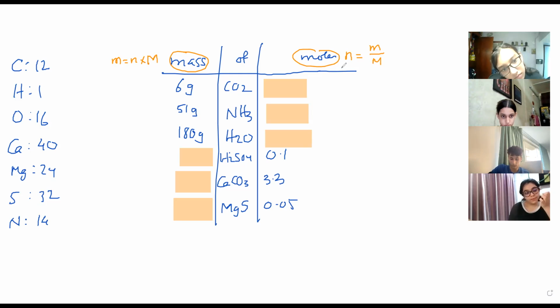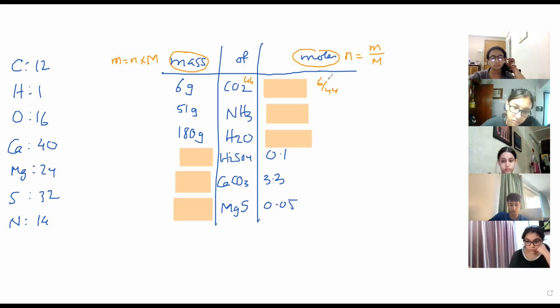So number of moles is mass upon molar mass. So it's 6 upon 24. Sorry, 44. 44 is the molar mass of carbon dioxide. It is 6 upon 44. Rihanna, you read 44 upon 6. So it is 6 upon 44. Mass upon molar mass. Please be very clear about what value is divided by what value. So what is the answer? Like 0.17 something? Yeah. 0.17. Here, the molar mass of ammonia is 17. So 51 upon 17. Mass upon molar mass.